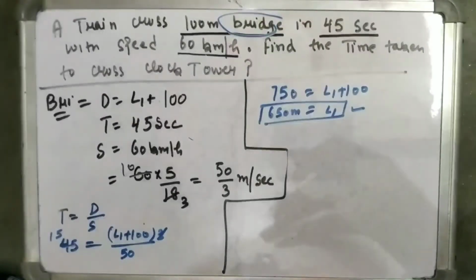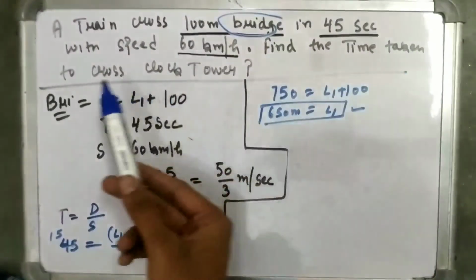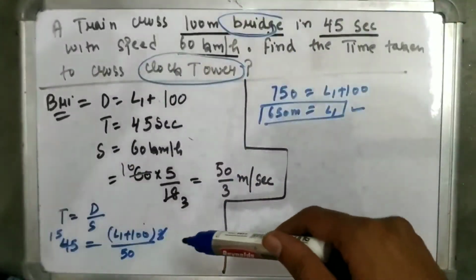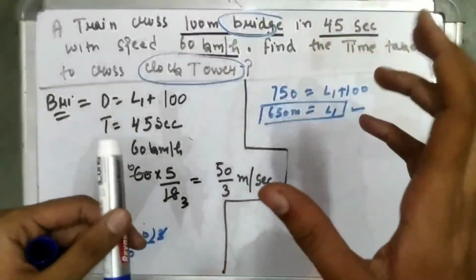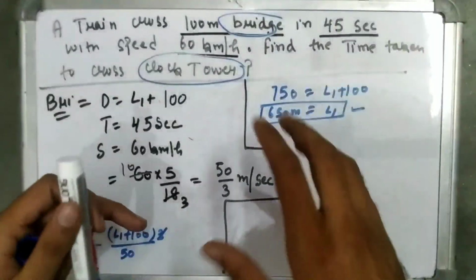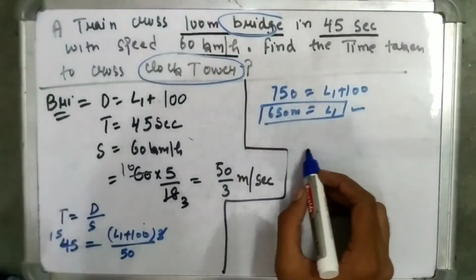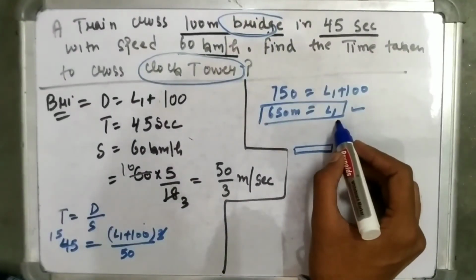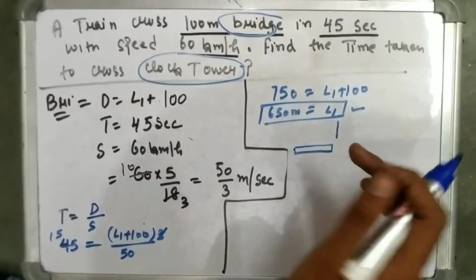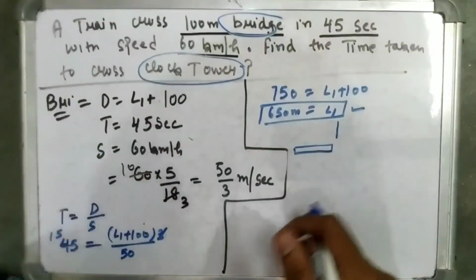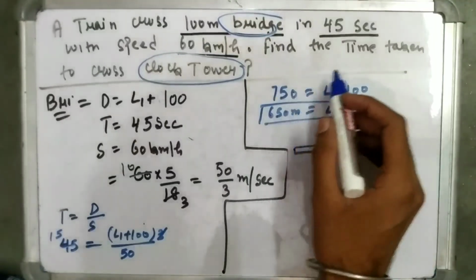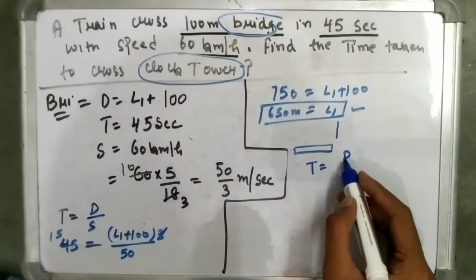Now the next thing: find the time taken to cross a clock tower. Again revise the concept. A clock tower means a thin object, which is negligible as compared to the train length. Suppose it is a train, and there is a clock tower. This length is negligible as compared to the train length. So when we solve for this, the distance traveled is equal to the length of the train. We need time, so time is equal to d by s.